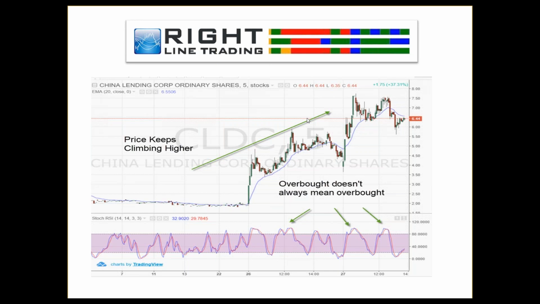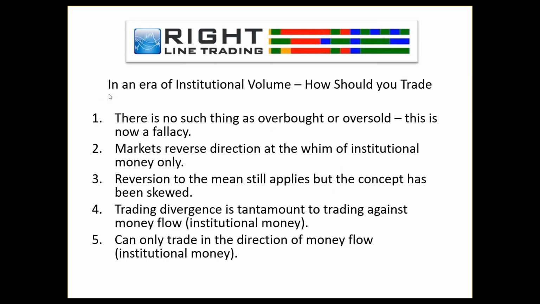I personally believe it's also destroyed Fibonacci, but I'm not going to be dogmatic about that. But the bottom line is that institutional money rules. And if you're going to try to trade Japanese candlestick formations alone, and I see that being proffered all the time, you're going to get beaten up. Try to call a top or a bottom, you're going to get beaten up. And this is really how you have to trade. There's no such thing as an overbought or oversold signal. That's just a fallacy. Markets reverse only at the whim of institutional money.